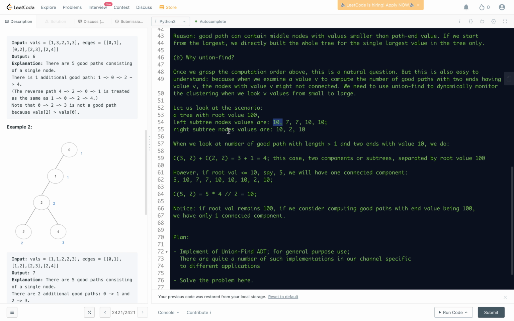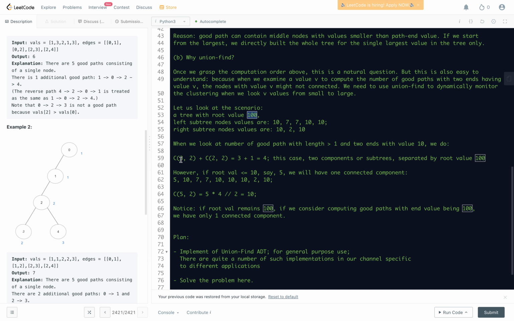For example, if we have a tree with root value 100 and a left subtree with node values 10, 7, 7, 10, 10. So I put 3 10s here on purpose. And then the right subtree has node values 10, 2, and 10. So now if we want to look at the number of good paths with length greater than 1 and 2 ends being value 10, what do we do when we do the computation?